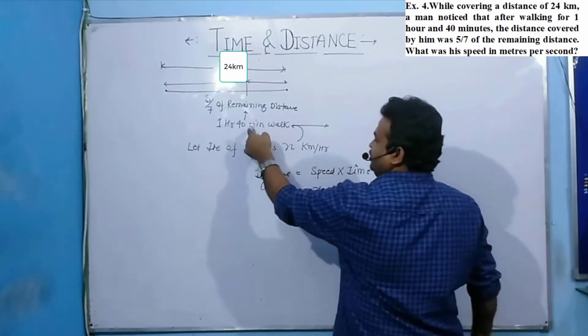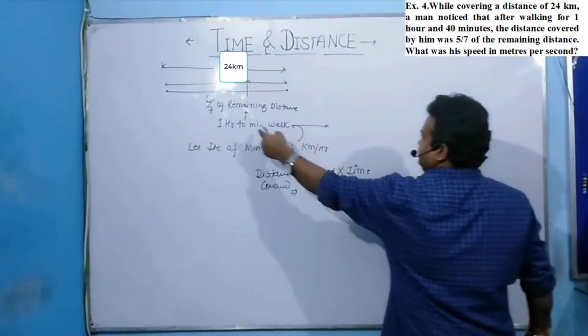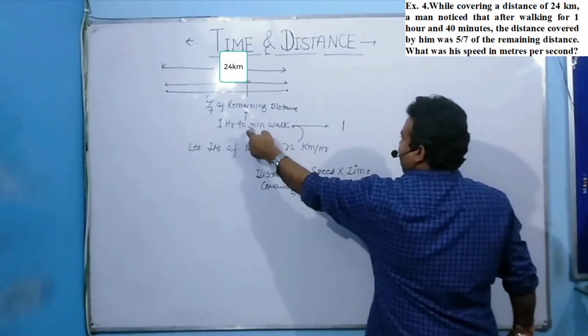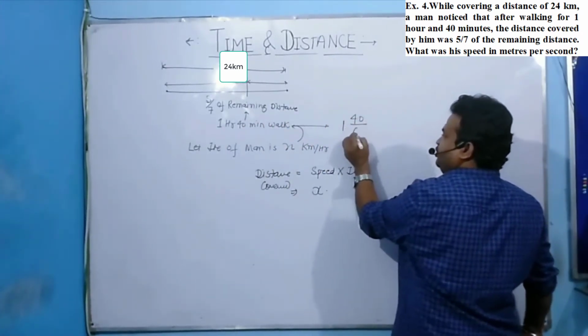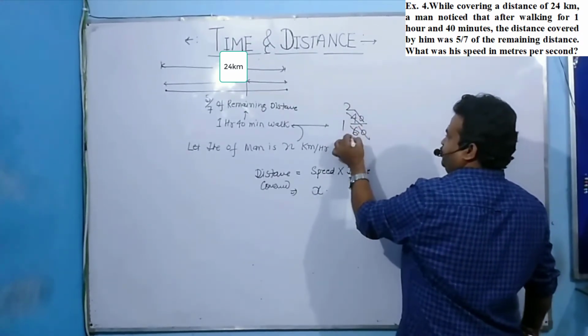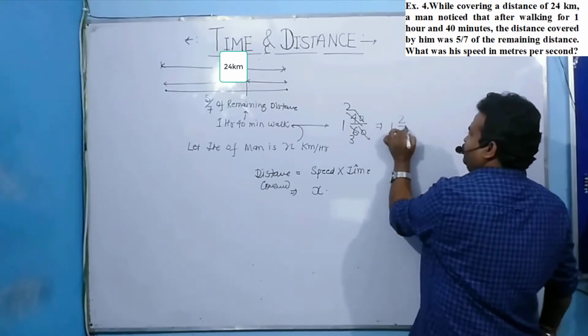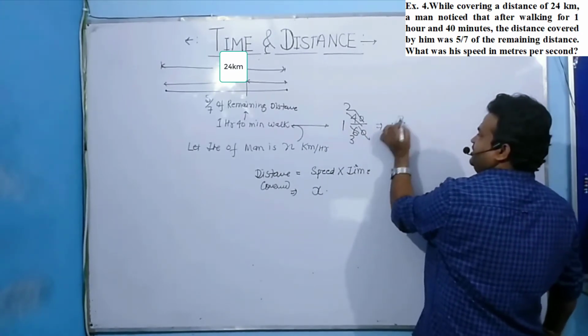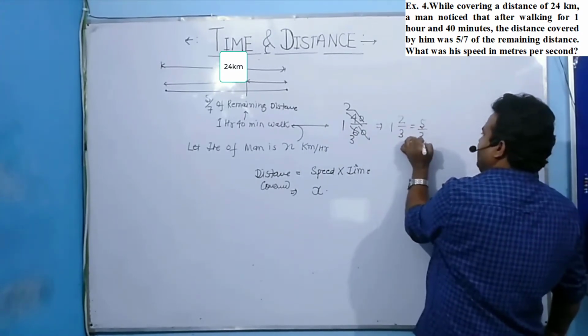You need to convert this into hours first. So this is 1 hour 40 minutes. Convert 40 minutes into hours by dividing by 60. Cancel the common factor: 2 2s are 4, 2 3s are 6. So this is 1 2/3 hours, which is 5/3 hours.